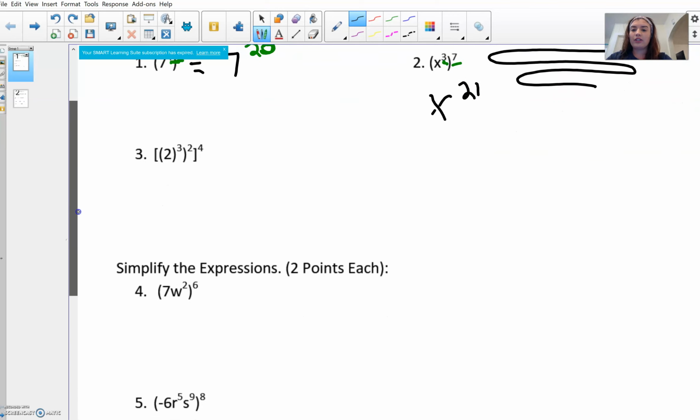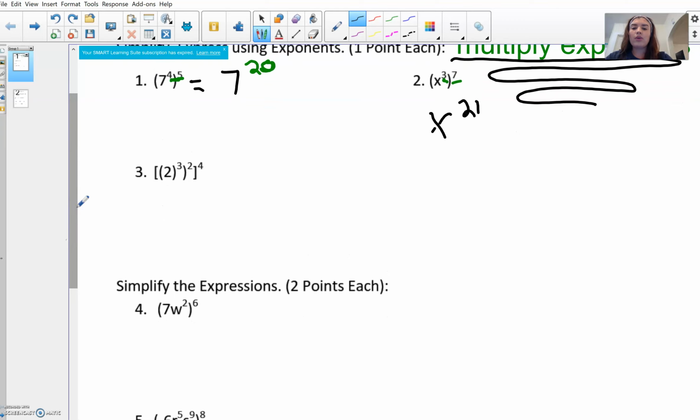I'm going to go down here to number 3. We have 2 to the 3rd power, to the 2nd power, to the 4th power. So that's power to power to power. We're doing the same rule. You can type directly into your calculator 3 times 2 times 4, and then you'll get your exponent for 2 as 24.